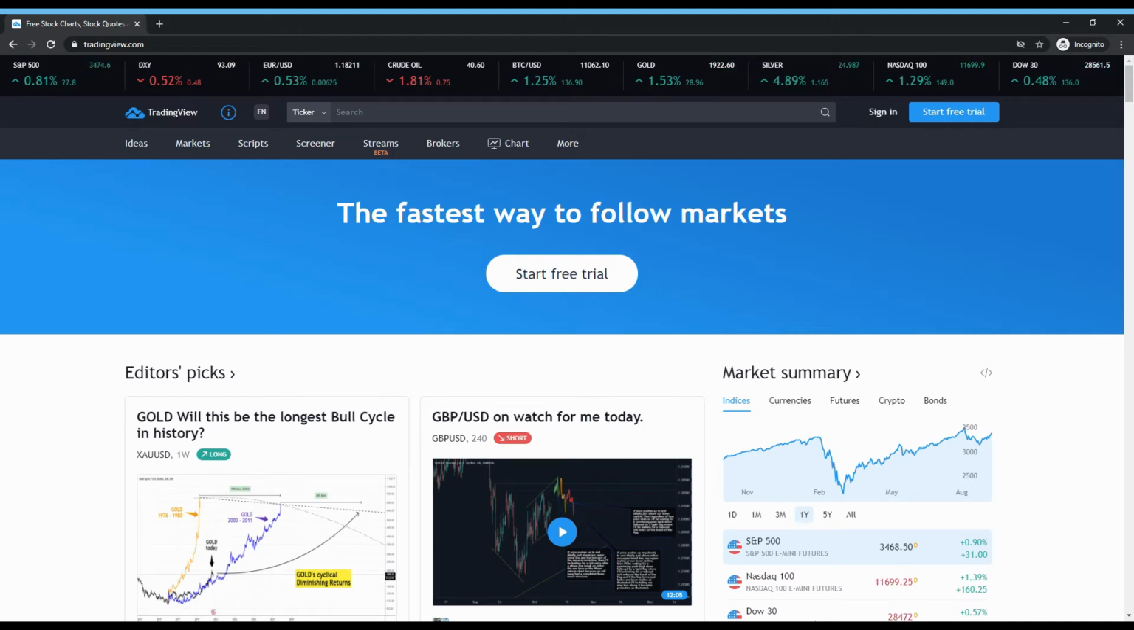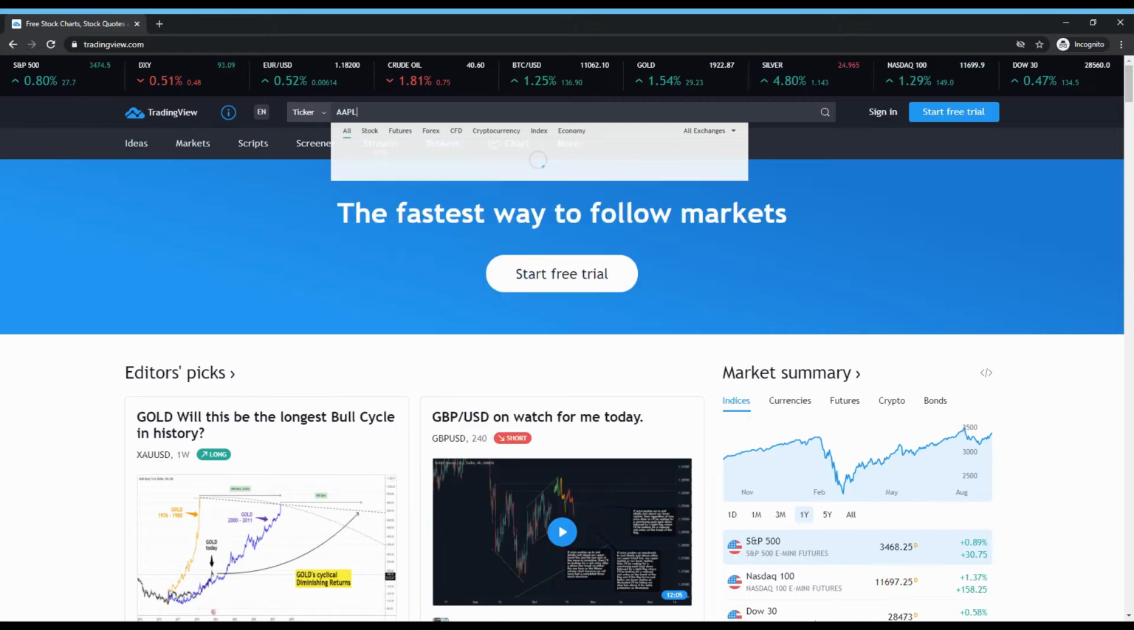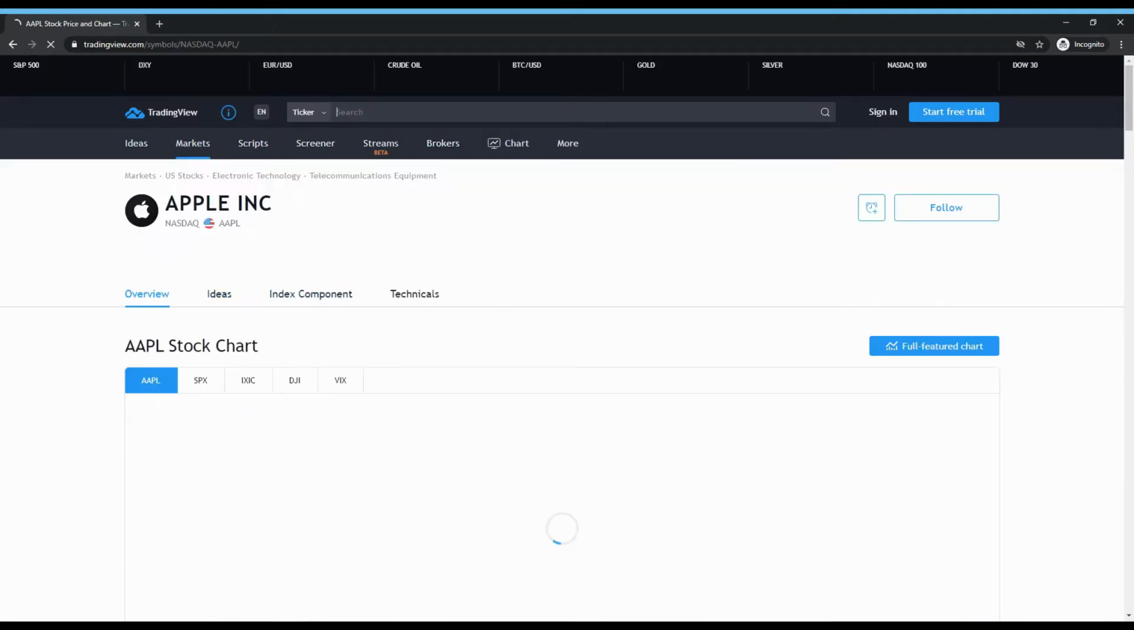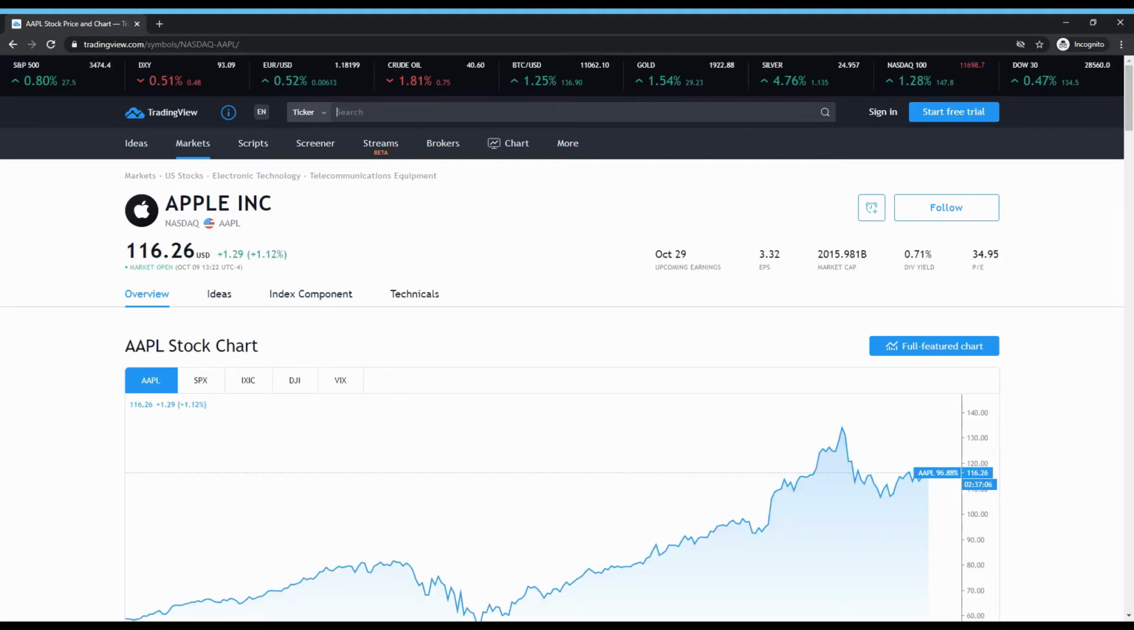Today we are going to implement moving average in the real-time market. I'm using TradingView to do that, and let me take a look into Apple stocks. Currently Apple is going at a price of around $116. Let's open the full feature chart of TradingView.